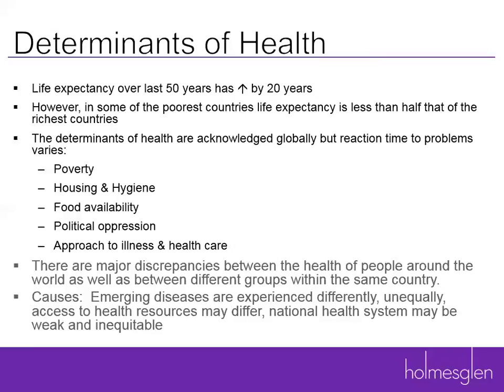You'll notice some parallels to the Ottawa Charter, certainly with poverty, accommodation, availability of food, the political situation, and the approach that's taken to illness and healthcare, often characterised as either building fences at the top of cliffs or ambulances at the bottom. Okay, so you can see the difference. If you're building a fence at the top of a cliff, you're stopping people falling off. If you're building ambulances at the bottom, people are still going to fall off, but you can look after them. First one's prevention, second one's cure or treatment. You see that difference?